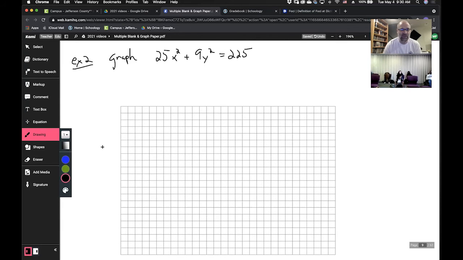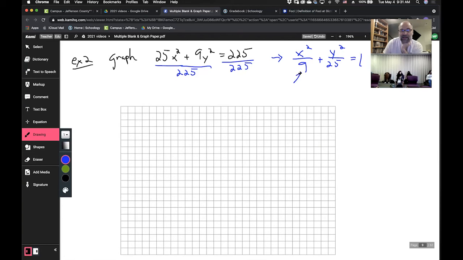So first of all, this needs to be 1. So what I'm going to do is divide everything by 225. So when you do 25x squared over 225, how many times is 25 going into 225? 9 times. And when you divide 9y squared by 225, you get 25. Well, that looks weird, doesn't it? All equals 1. So now we're in standard form.